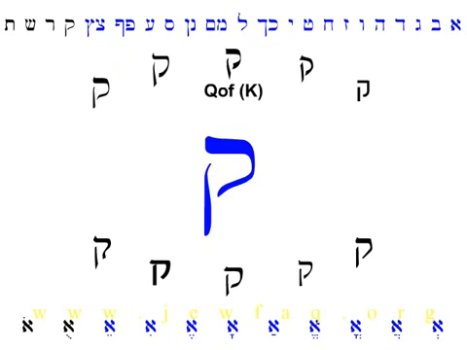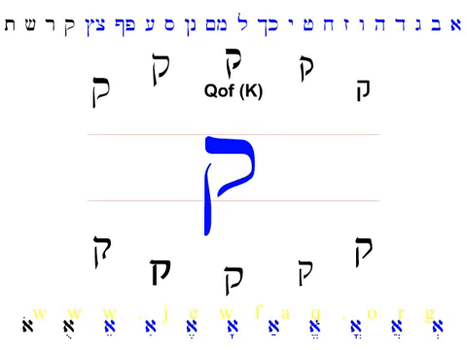The next letter is kuf. Kuf makes a sound like the K in kangaroo. Scholars often transliterate it as a Q to distinguish it from kaf, which also makes a K sound, and also because it comes from the same source as the letter Q in English, but it's usually transliterated as a K.